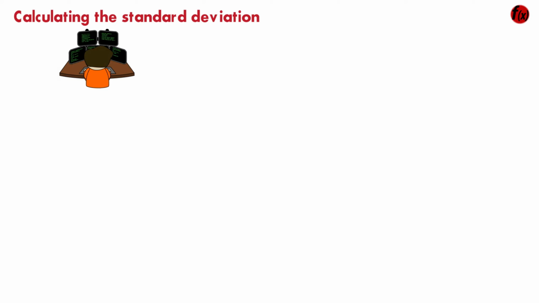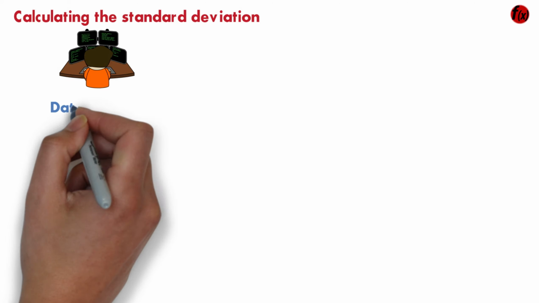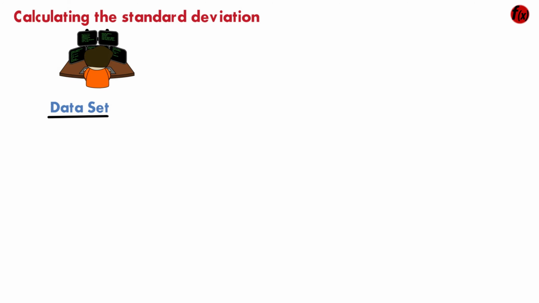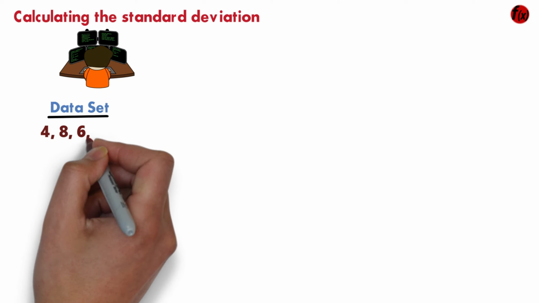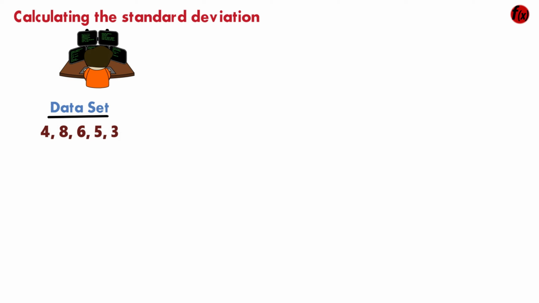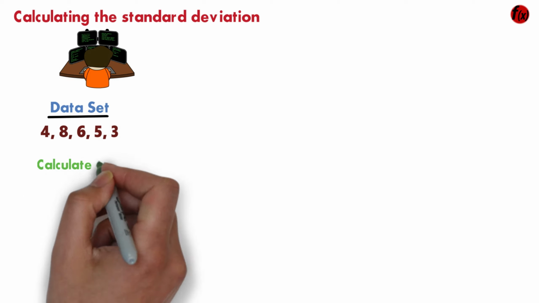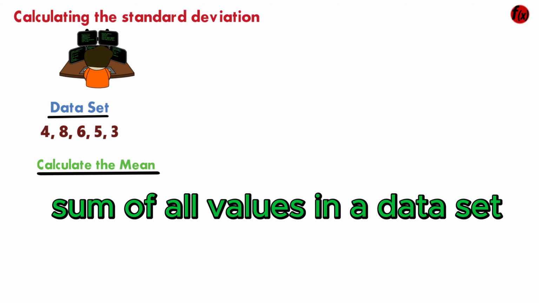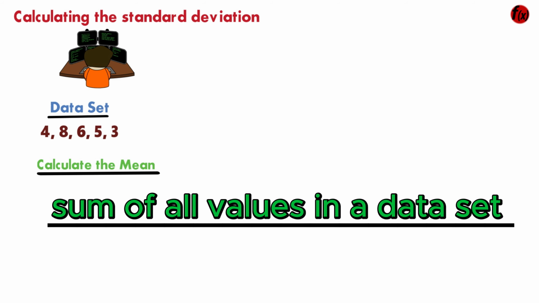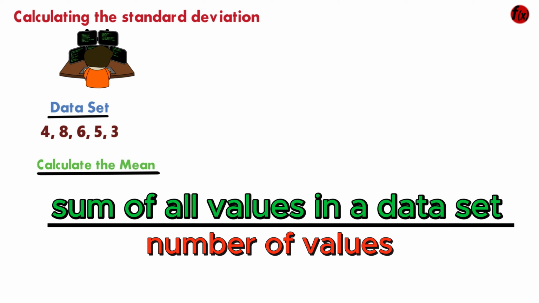Calculating the standard deviation involves several steps. Here's a simple example to illustrate the process. Example dataset. Let's say we have the following dataset: 4, 8, 6, 5, 3. Steps to calculate standard deviation. Calculate the mean. The mean, often referred to as the average, is the sum of all values in a data set divided by the number of values, representing a central point.